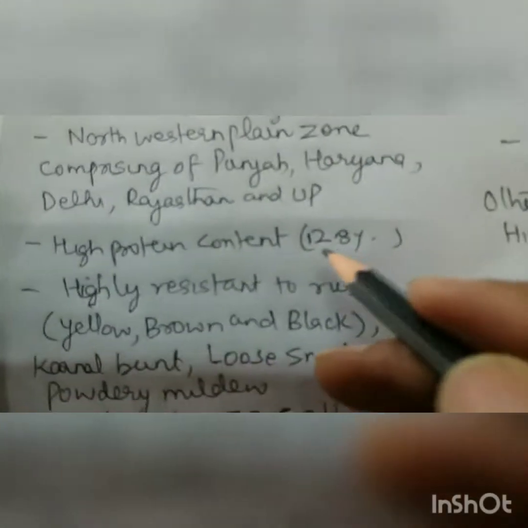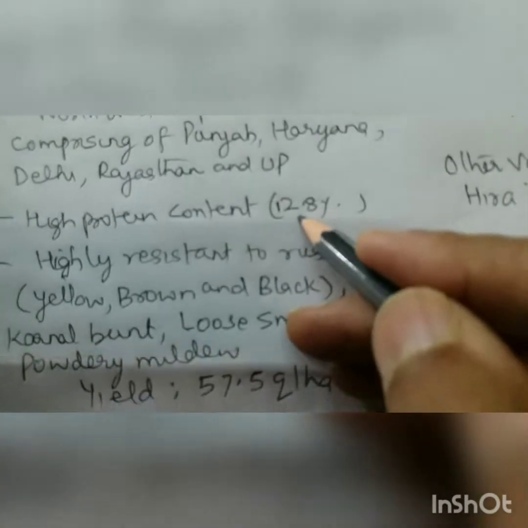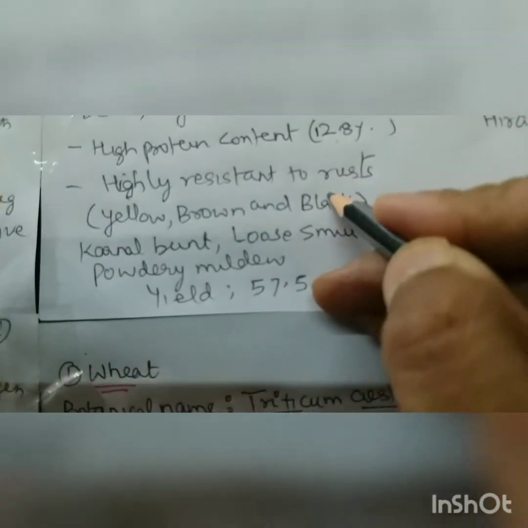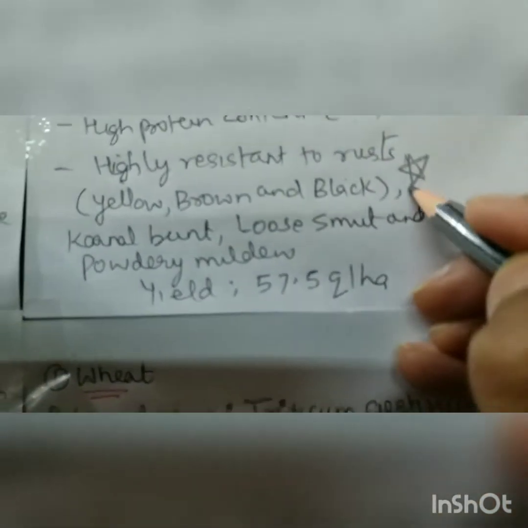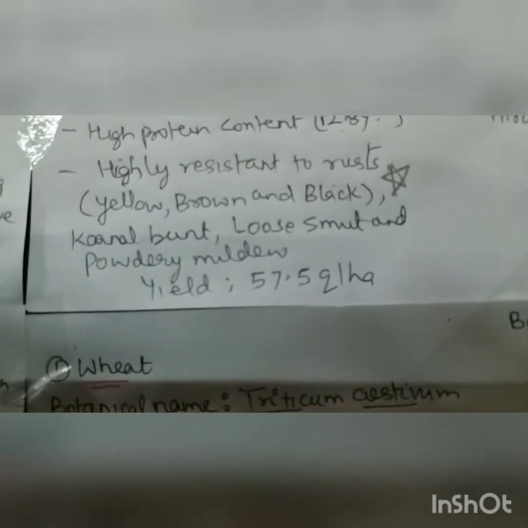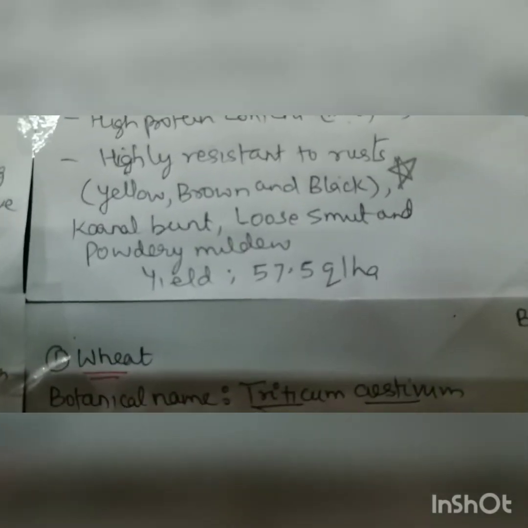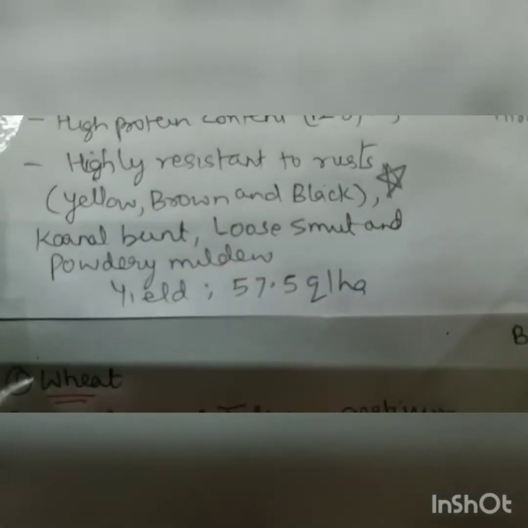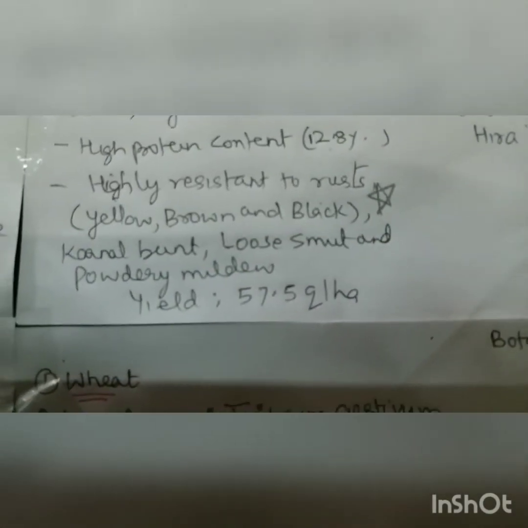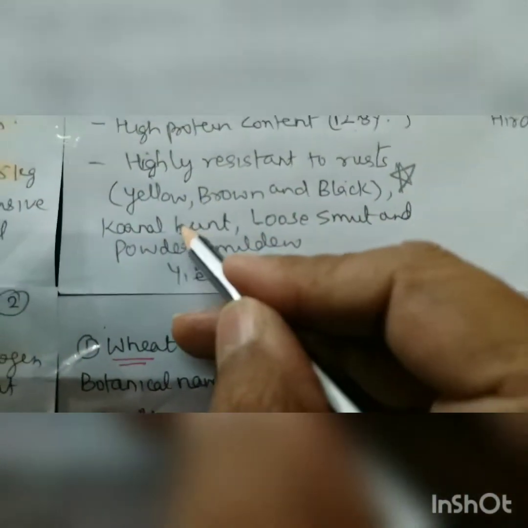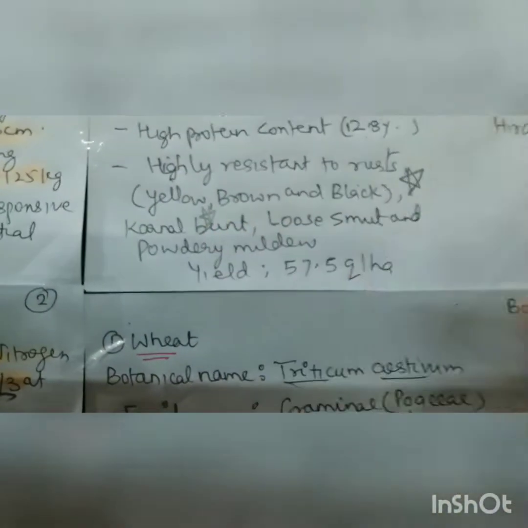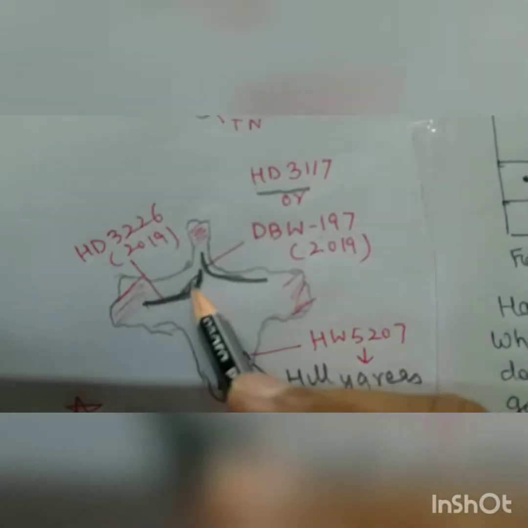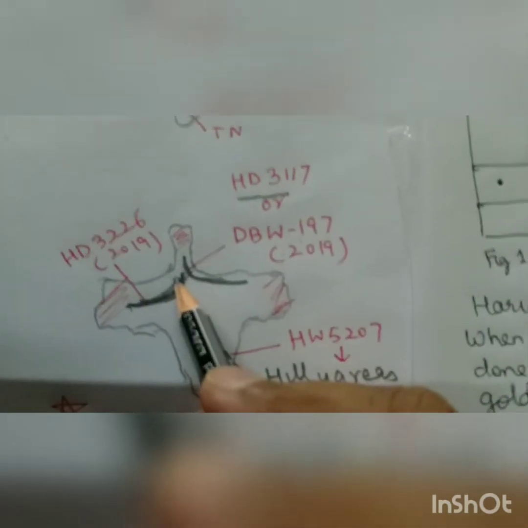Protein content is a bit higher, at 12.8, and it is highly resistant to rust. This is very important because we have the problem of yellow and brown rust. Yellow rust is most prominent in Karnal. So Karnal has one more disease, bunt, also. It comes here again, right? Then loose smut and powdery mildew, and the yield is 57.5. And the area it is taking is this one, HD 3226.